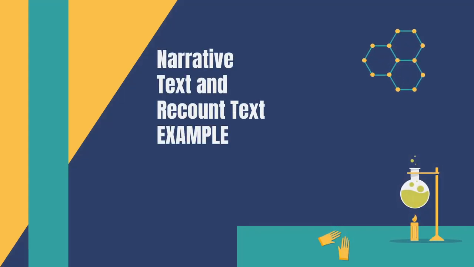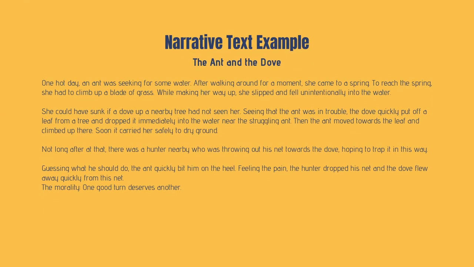The example of narrative text and recount text. Narrative text example: The Ant and the Dove. One hot day, an ant was seeking some water. After walking around for a moment, she came to a spring. To reach the spring, she had to climb up a blade of grass. While making her way up, she slipped and fell unintentionally into the water. She could have sunk if a dove up a nearby tree had not seen her.